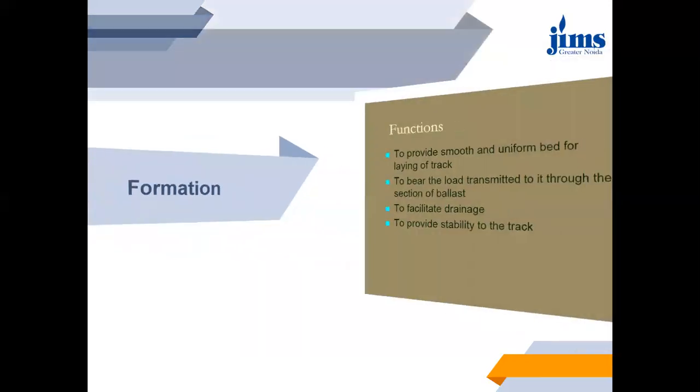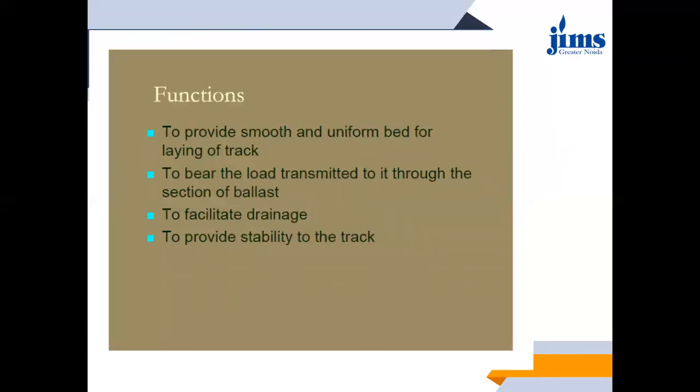So this formation is basically constructed to provide a smooth and uniform bed for the laying of track. May it be any type of ground, somewhere you might not have such a smooth and uniform bed. Therefore we construct the formation. Once this formation is constructed, a smooth and uniform bed for the laying of track is provided. Secondly, to bear the load transmitted to it through the section of ballast, then to facilitate the drainage, then to provide stability to the track as well.